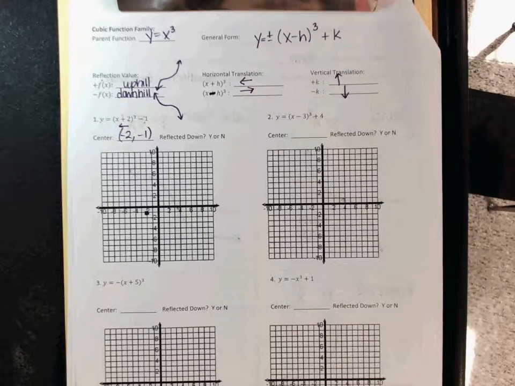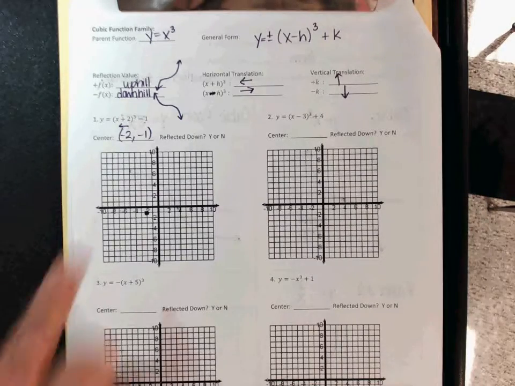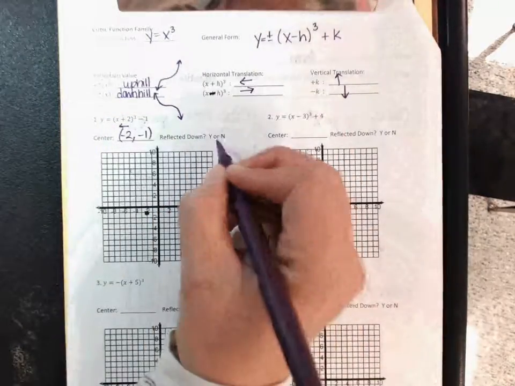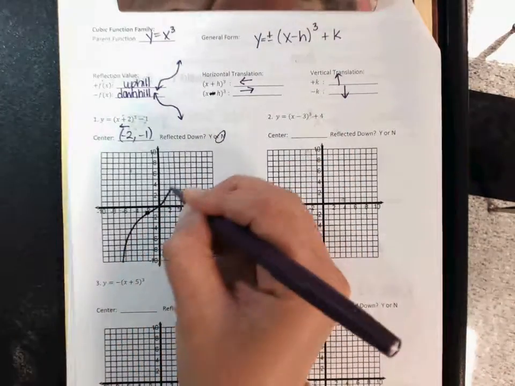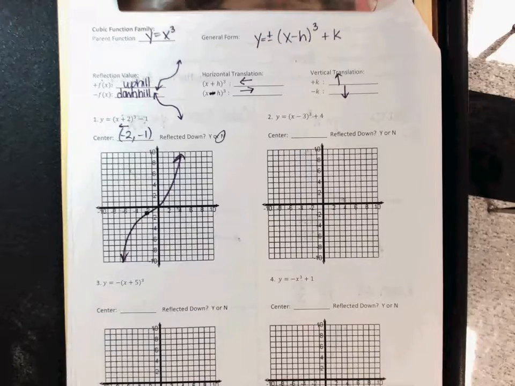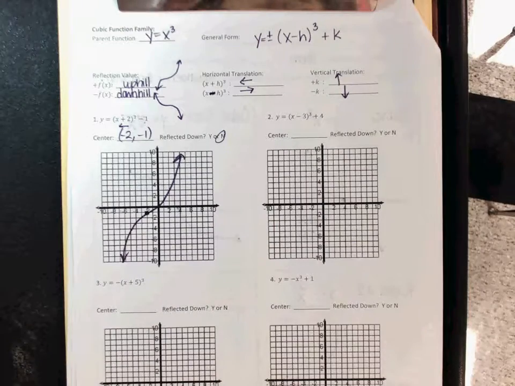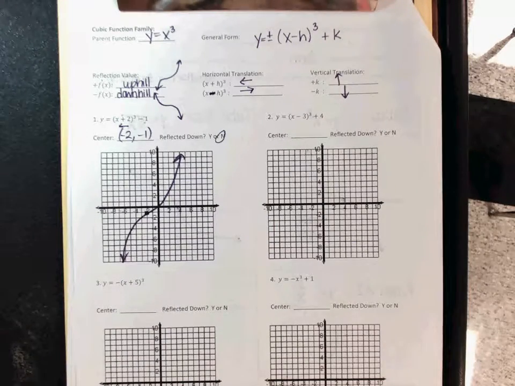Okay, then from there, is it going to squiggle up or squiggle down? Okay, look at the very front. If there's no negative, then you're exactly right. It's going to squiggle up. So is it reflected down? No. And it would look just like that. And you want to try and make the bend in your curve where the dot happens. But again, we're just sketching, so it doesn't have to be perfect.